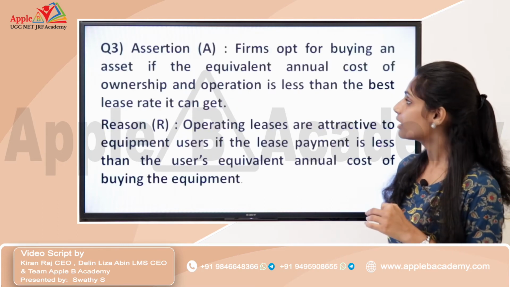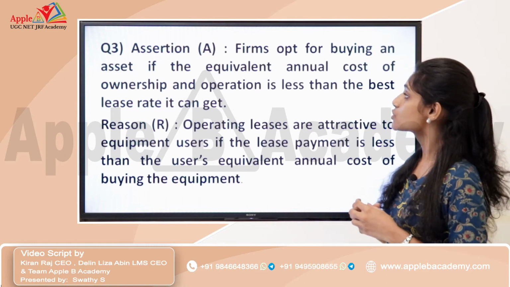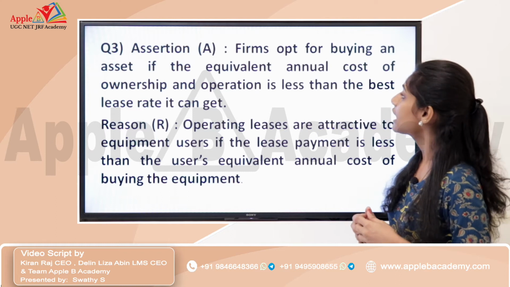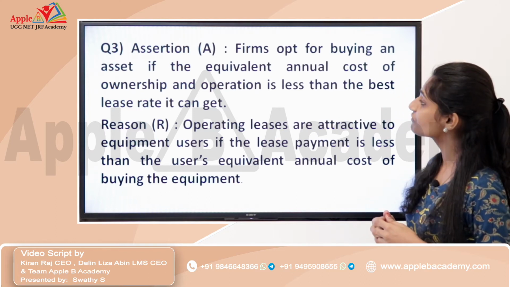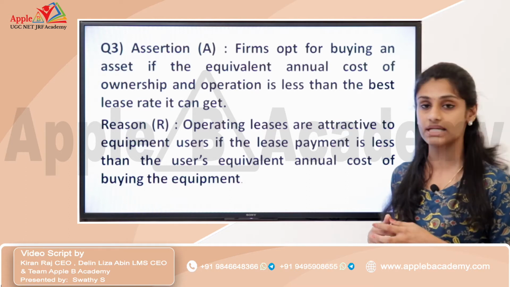Now the next question, which is an assertion reasoning question. Coming to the assertion: firms opt for buying an asset if the equivalent annual cost of ownership and operation is less than the best lease rate it can get.